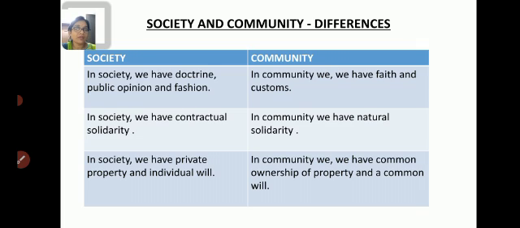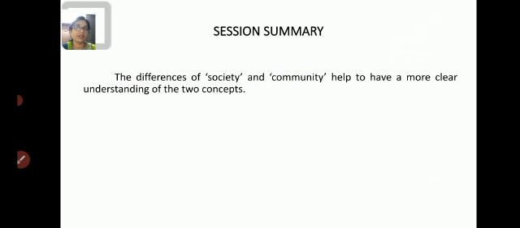In society, we have contractual solidarity. In community, we have natural solidarity. In society, we have private property and individual will. In community, we have common ownership of property and a common will. These were some of the differences between society and community. I hope the difference is clear to one and all.